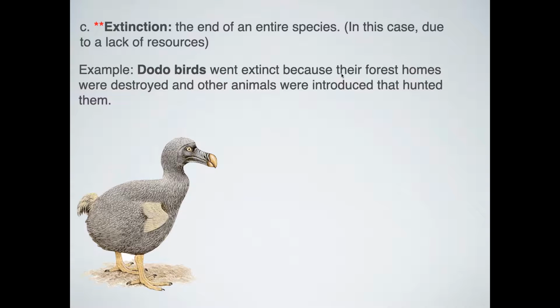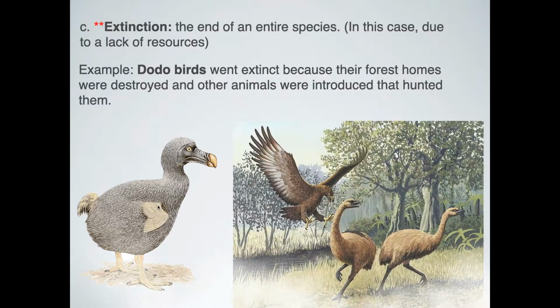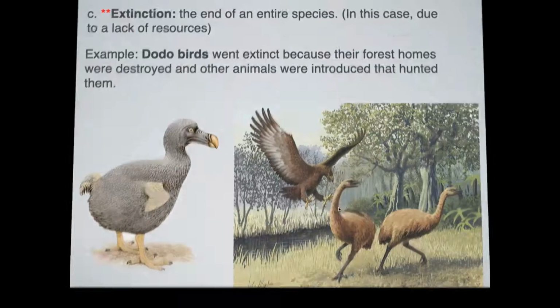They went extinct because their forest homes were destroyed. Other animals were introduced that hunted them. They had no predator, so they were totally okay just walking up to people, and they would just have their heads chopped off, and they would get eaten as a result. There's a particular type of eagle that hunted these weird looking ostrich creatures called moa. When the moa went extinct, so did the eagle. Again, extinction, the end of an entire species.